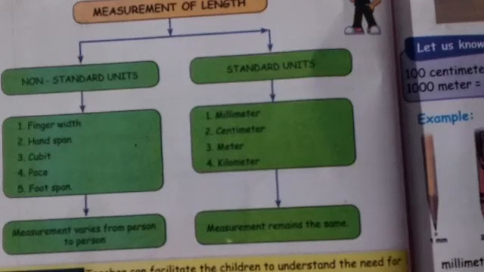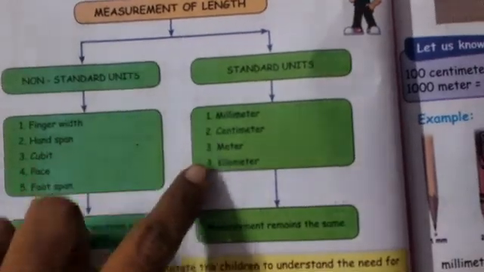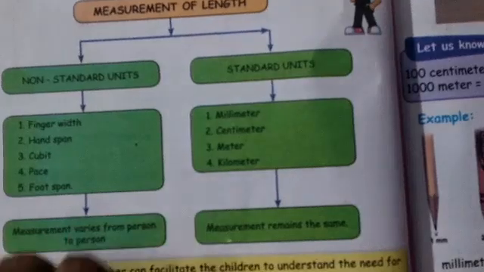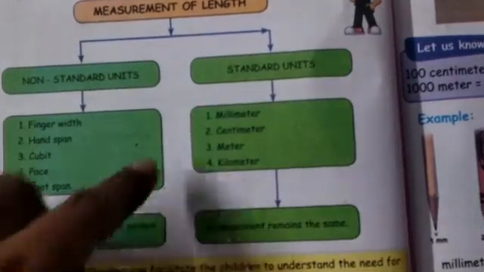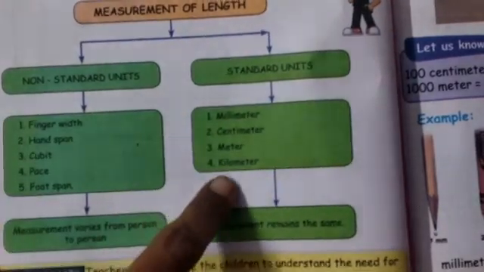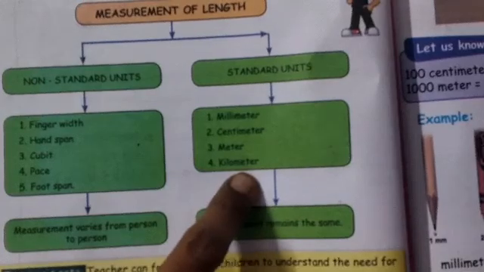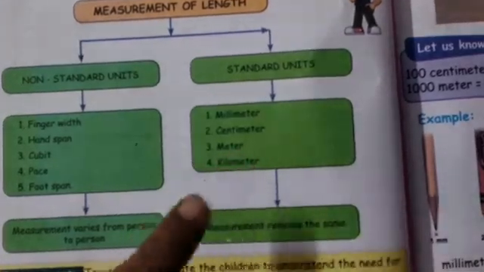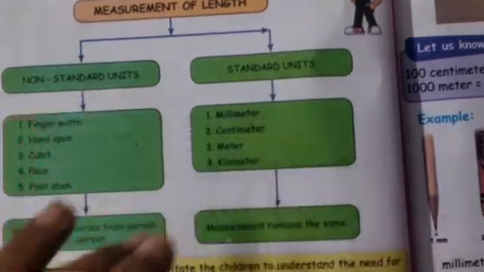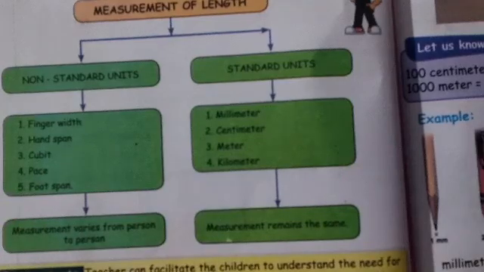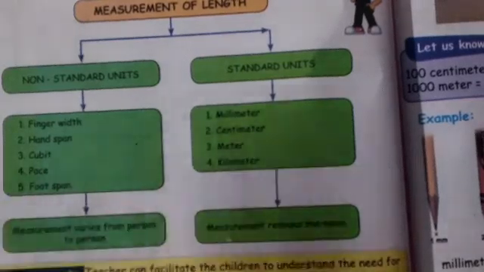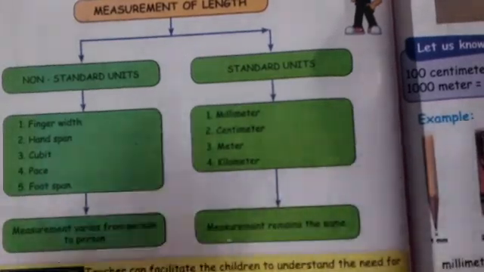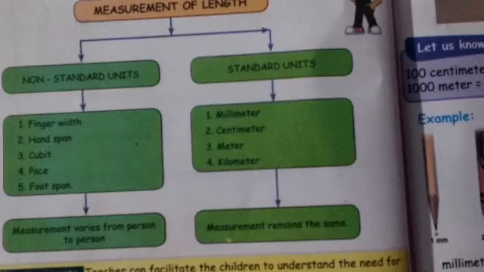In the standard units, we have millimeter, centimeter, meter, kilometer. We have these 4. These are the standard units which make the measurements clear in length. I'll teach you one by one. First we should understand which is smaller, which is next bigger. If we identify like that, then it will be easy for you to convert.